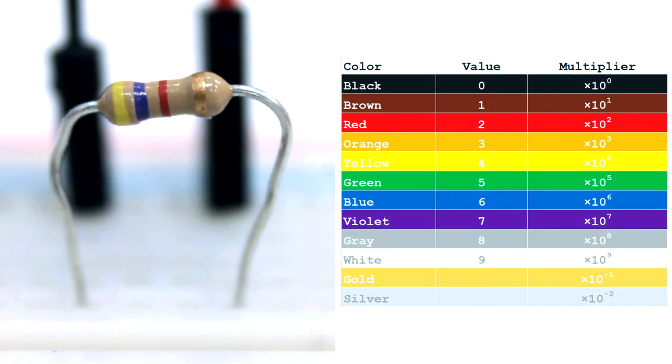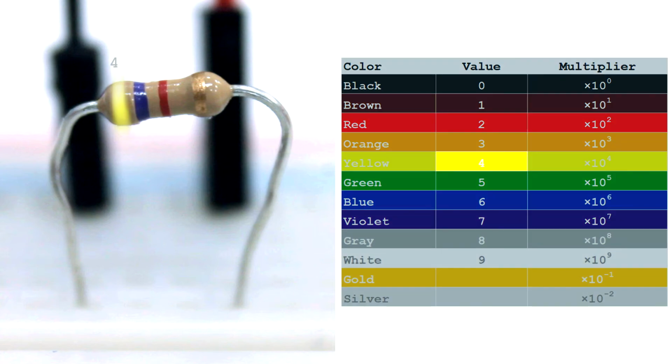Let's look at 2 examples. You can see the resistance table to the right. Here's a 4-band resistor. The first band is yellow, which is a 4. The second is violet, which is 7. And the third band is red, which is a multiplier of 100. Put these together and we get the 4700 ohm resistor.